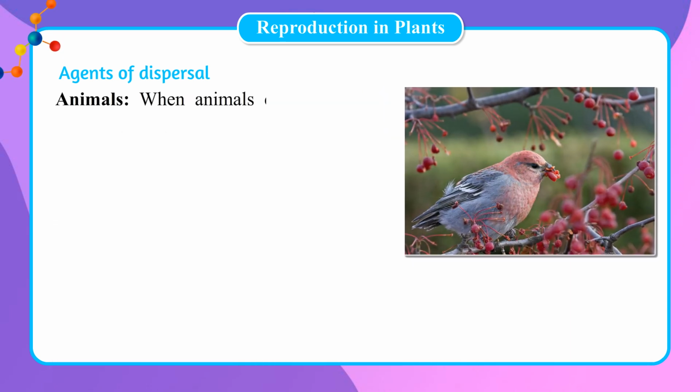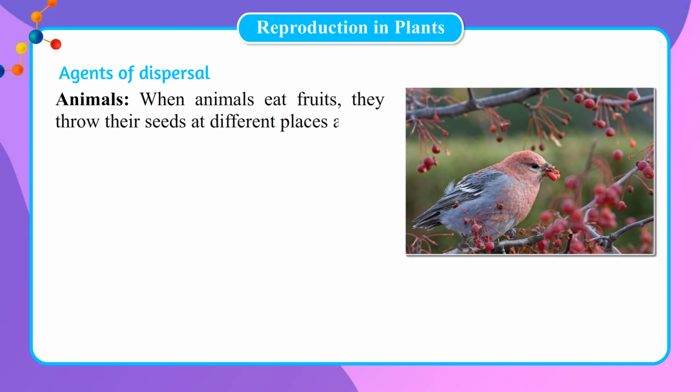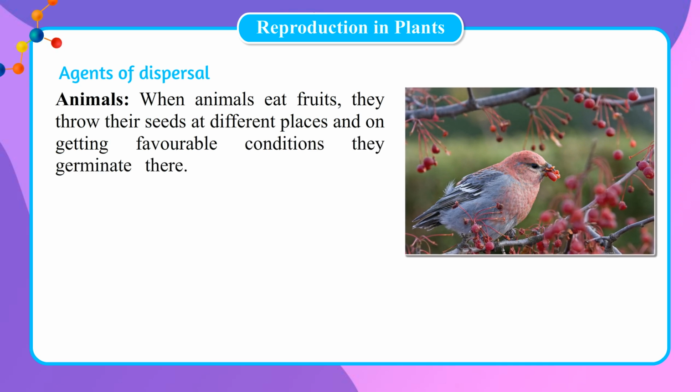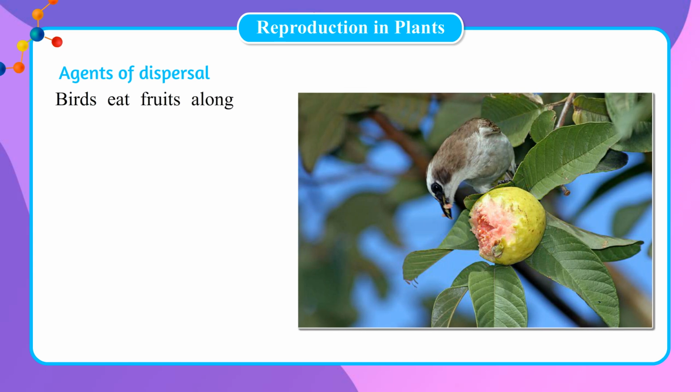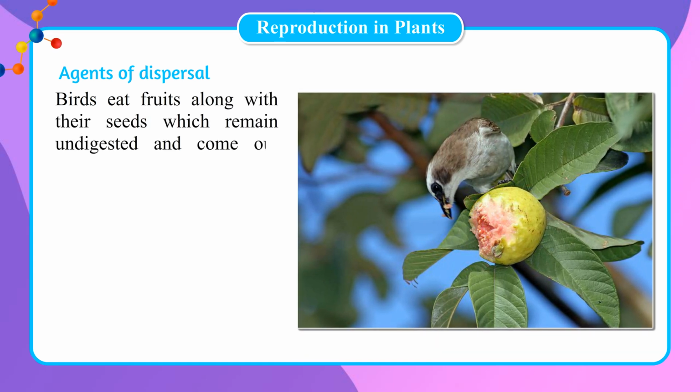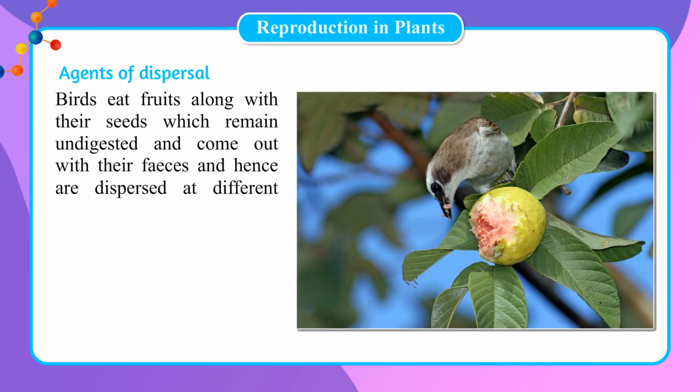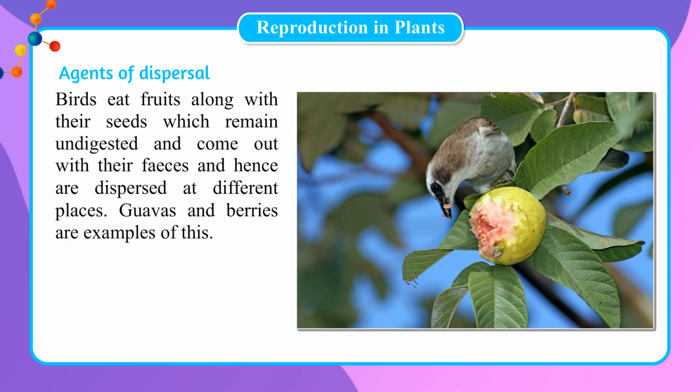Animals. When animals eat fruits, they throw their seeds at different places, and on getting favorable conditions, they germinate there. The seeds of orange, apple, and mango are dispersed in this manner. Birds eat fruits along with their seeds, which remain undigested and come out with their feces, and hence are dispersed at different places. Guavas and berries are examples of this.